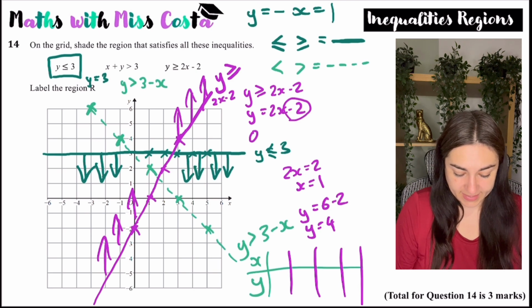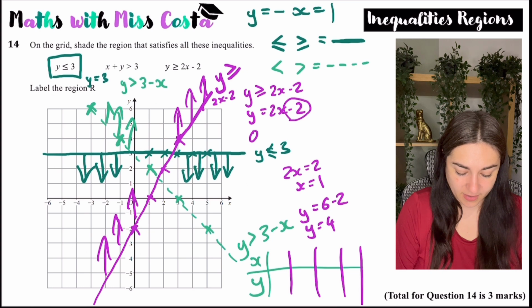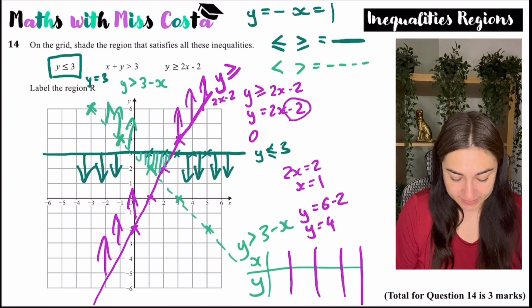And then for this line here, y is greater than 3 minus x. So the y values have to be above that line. So therefore, everything that intersects would be in this region here.